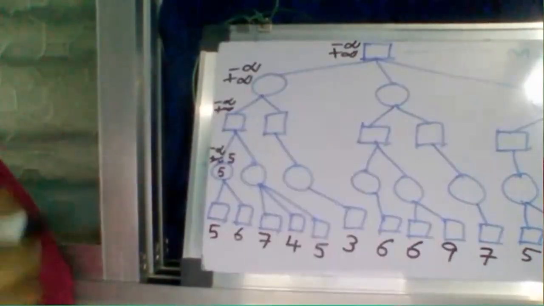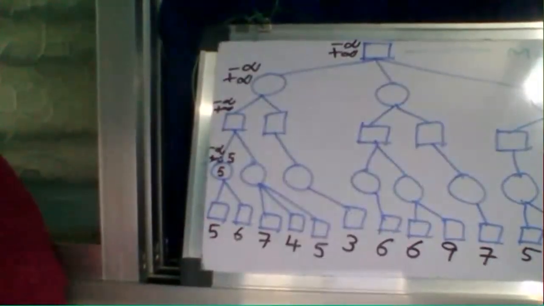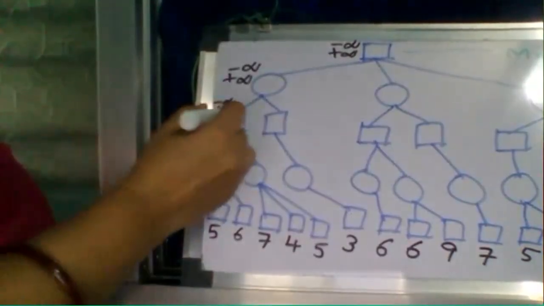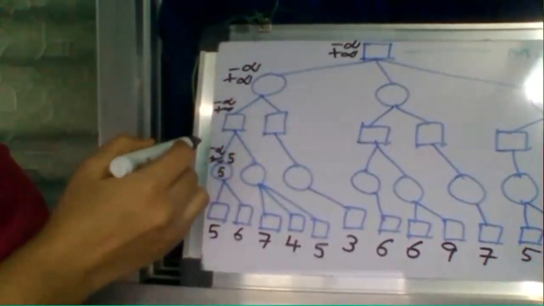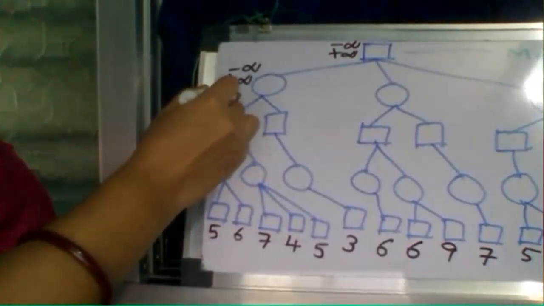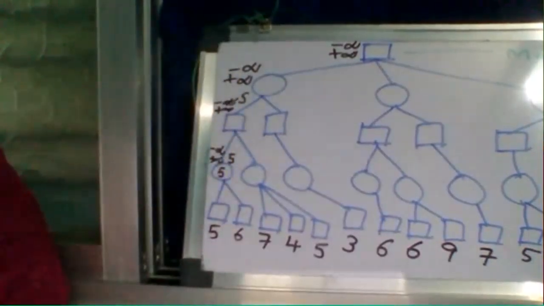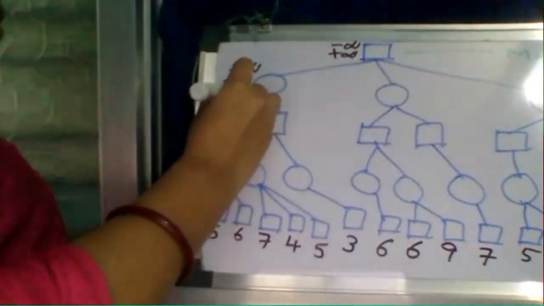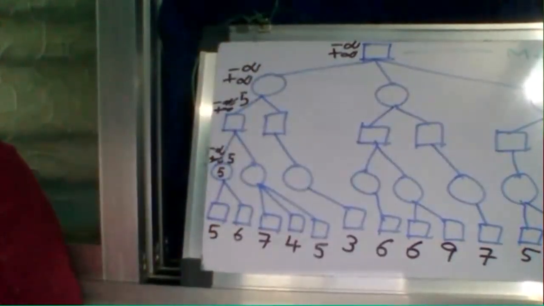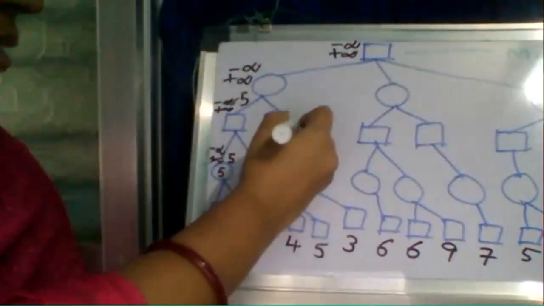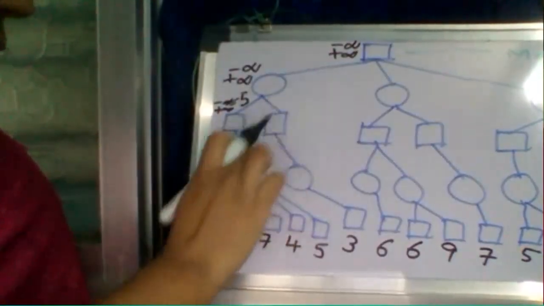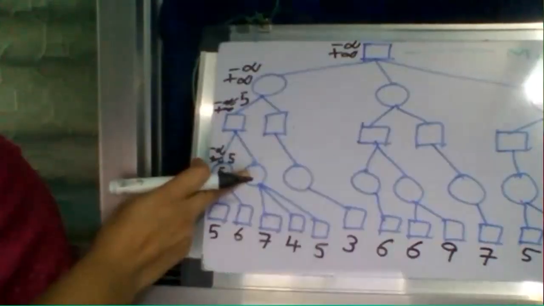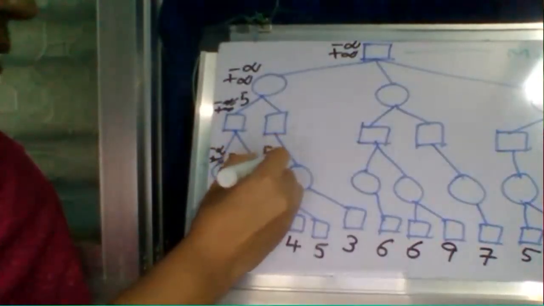After that, in this level, as max player is playing, alpha will also be modified to 5, because the current value of alpha is minus infinity. Between minus infinity and 5, 5 is a bigger value, so alpha is modified to 5. So with alpha 5 and beta plus infinity, we come to this level. Here, alpha 5 and beta plus infinity.